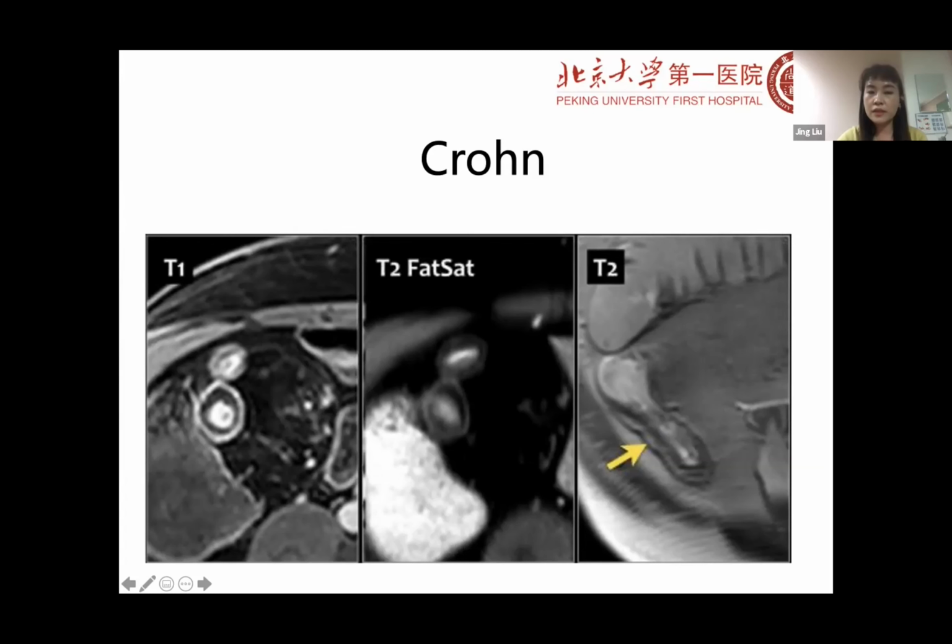It is very common in acute inflammatory disease, but is rarely seen in malignancy. And for T2 weighted imaging, if we use fat saturation, we could see the fat tissue inside the submucosa here, and it always suggests a chronic inflammatory disease. And if we find edema of the bowel wall on T2 weighted imaging, it always suggests the acute stage.